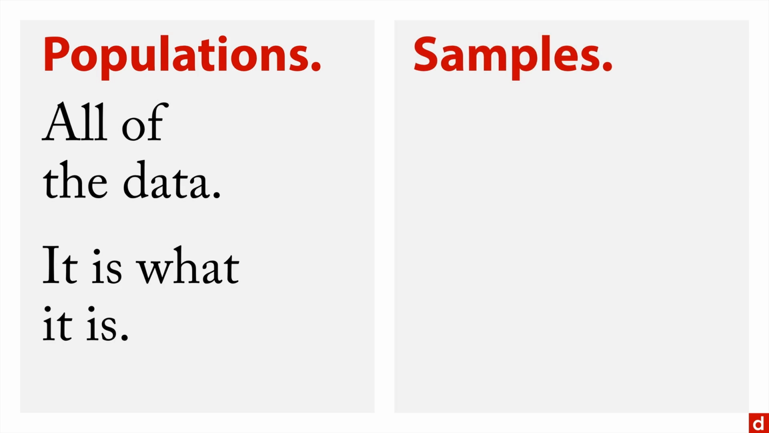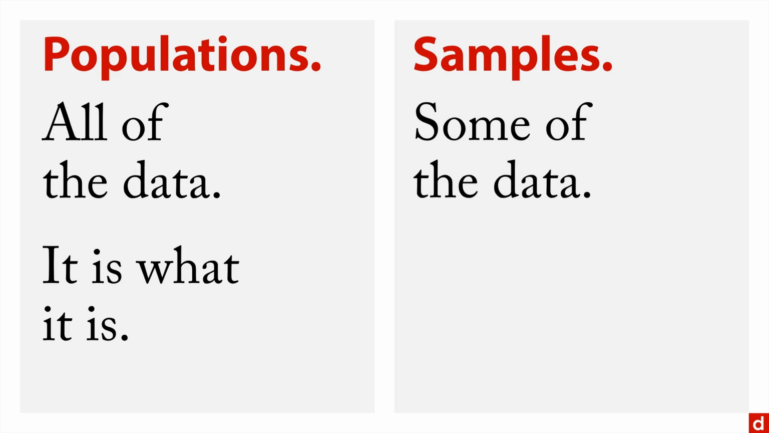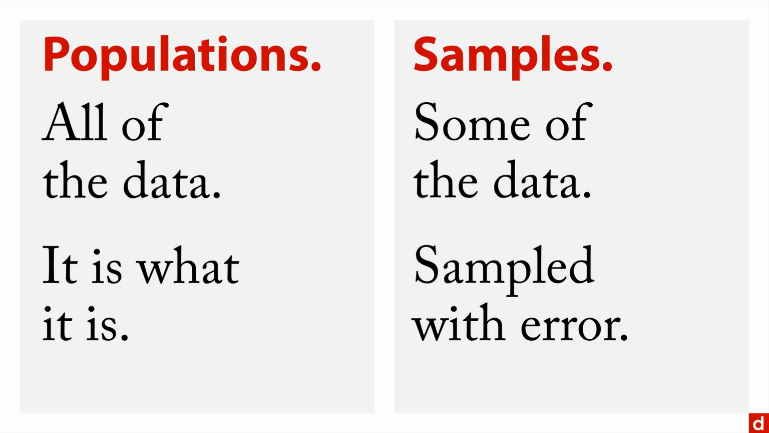And you are trying to figure out what those are because you generally use those in doing your analyses. On the other hand, samples, instead of being all of the data, are just some of the data. And the trick is they're sampled with error. You sample one group and you calculate the mean. It's not going to be the same if you do it the second time. And it's that variability in sampling that makes inference a little tricky.